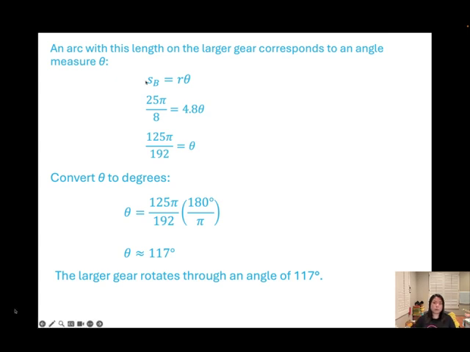Okay, I want you guys to remember this formula. S equal to R theta. And theta has to be in radians.